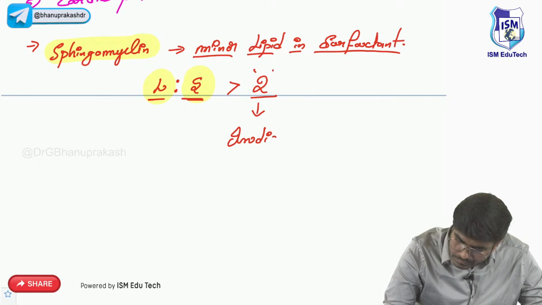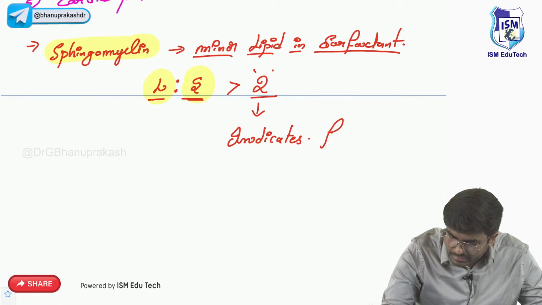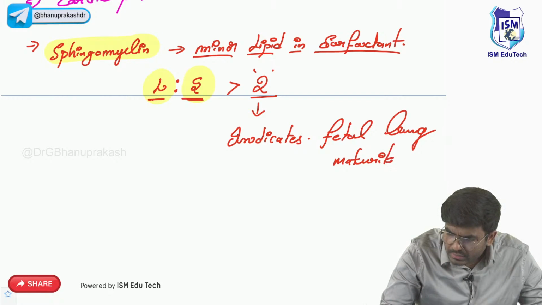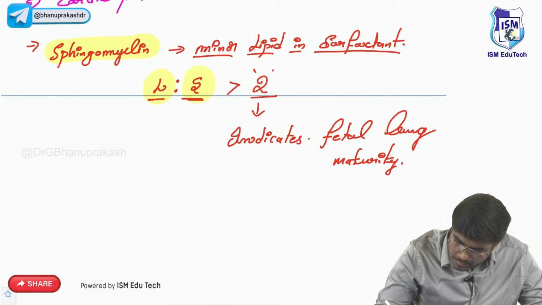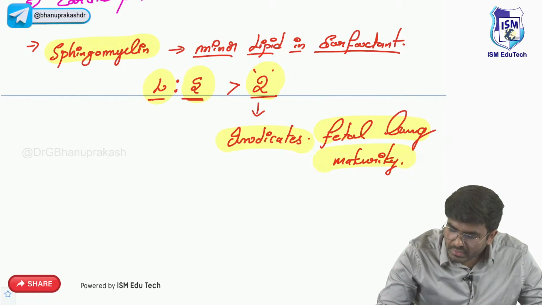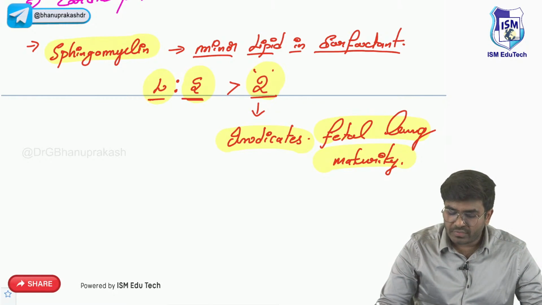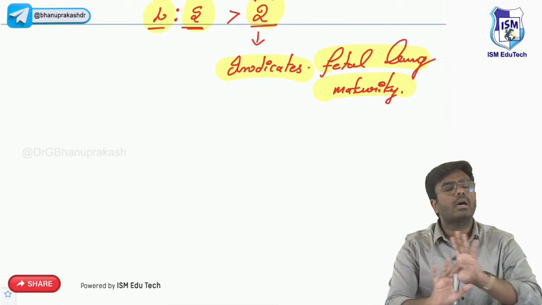it indicates fetal lung maturity. There are other tests also, but at this point I want you to know how fetal lung maturity is assessed by looking at the lecithin sphingomyelin ratio. If the ratio is greater than 2, yes, fetal lungs are matured, sir.